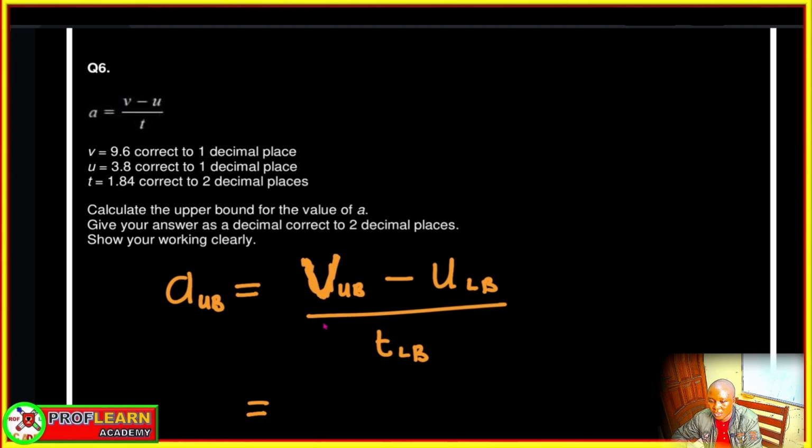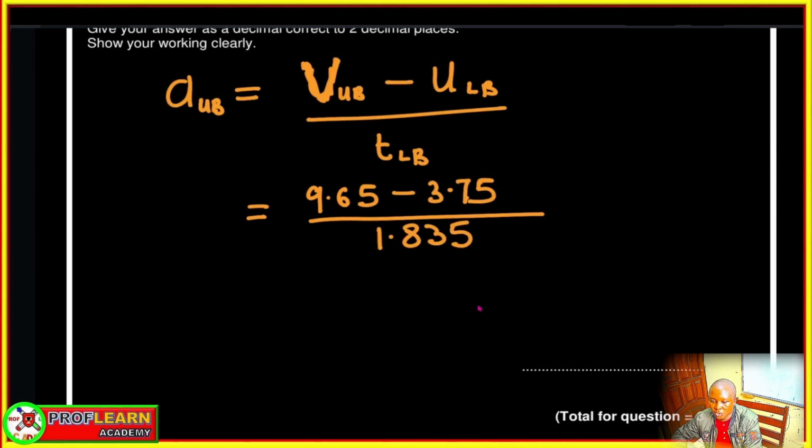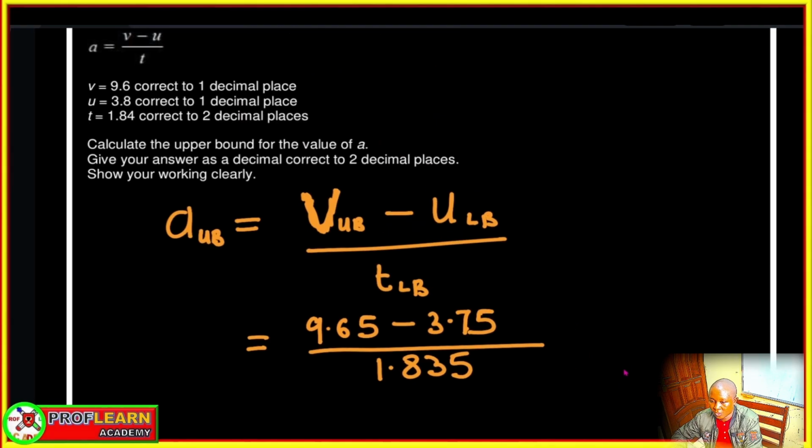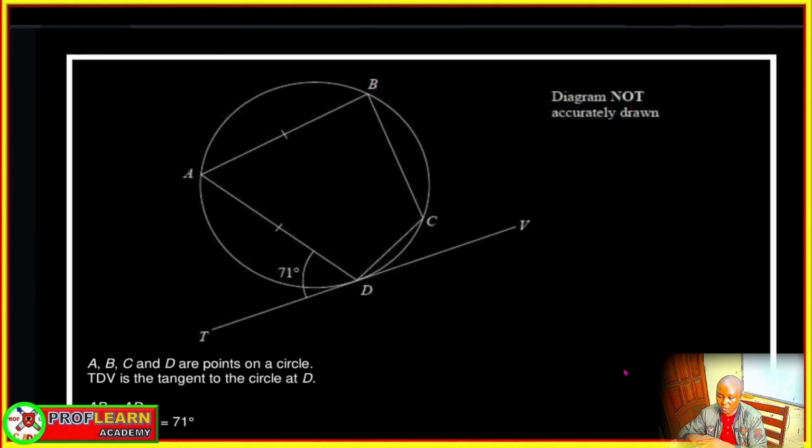If we substitute everything into the formula, the upper bound of v is going to be 9.65. The lower bound of u is going to be 3.75, and the lower bound of t is going to be 1.835. If you work it out, you are going to get your answer being 3.22. So for sure, we must have a question on upper bounds.